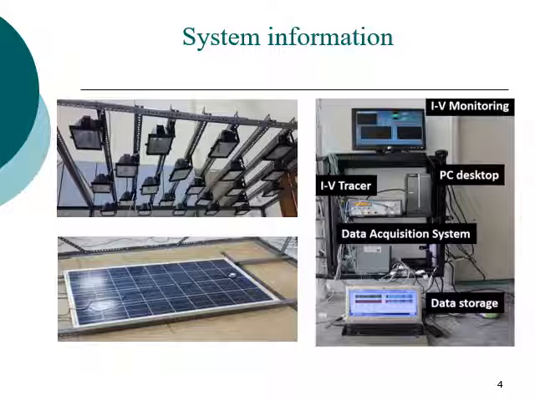Now the system tested here, as you can see in the lab, we collect the dust from outside. We have a 1 meter by 1 meter glass sheet to collect the dust, and then we take it to the lab to test it on this system, this panel. This is the panel, and this is the solar simulator. Here are our devices: data acquisition, data storage, IV tracer, and a monitoring computer to monitor IV characteristics.